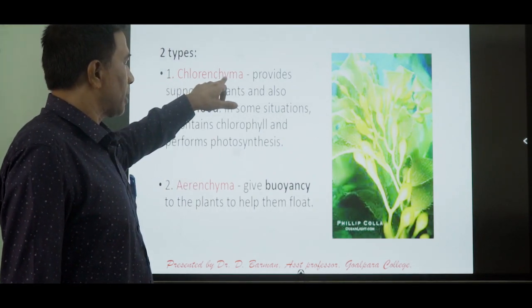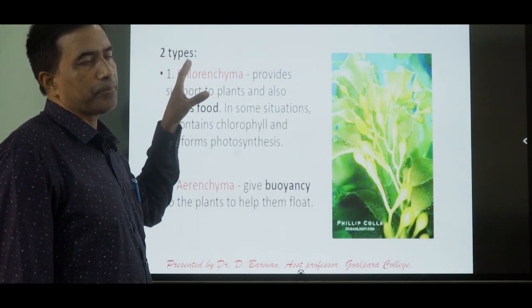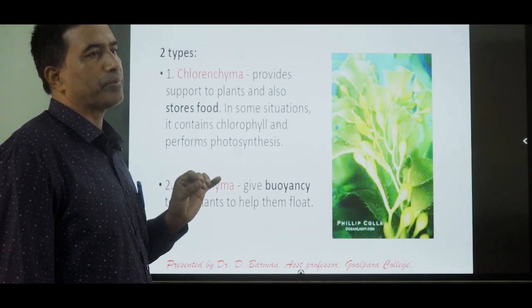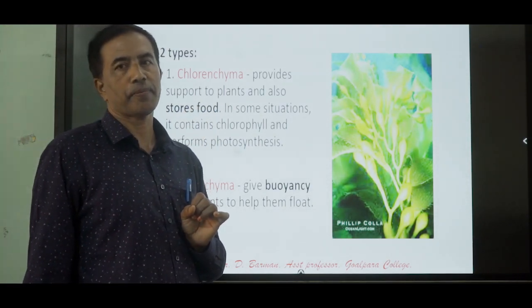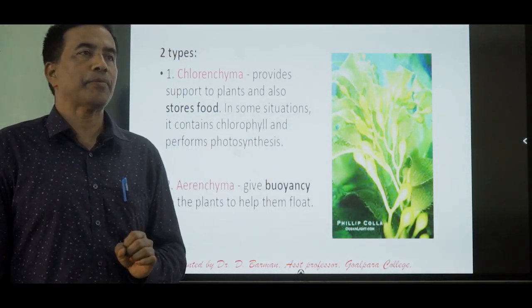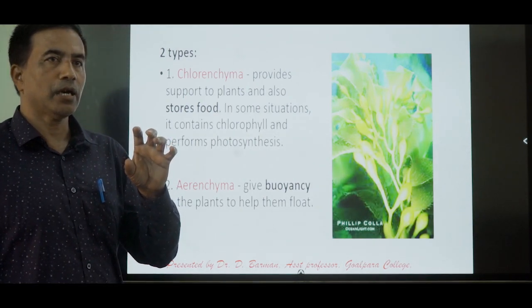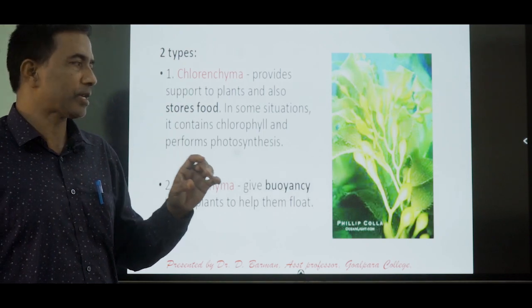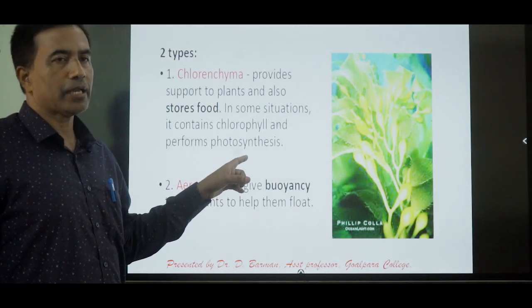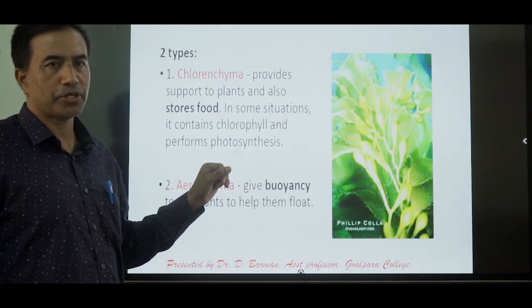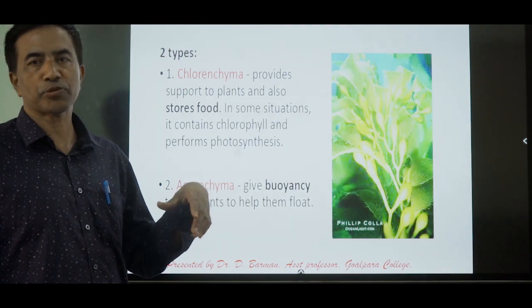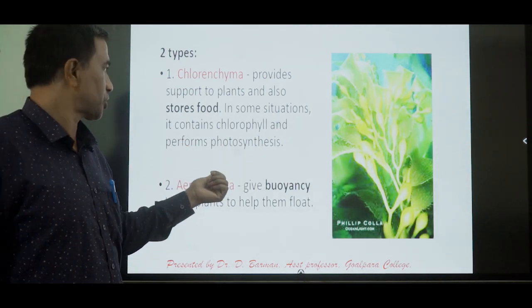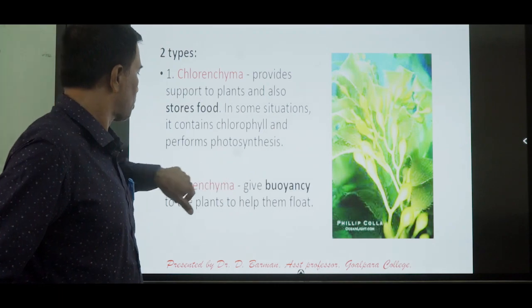Chlorenchyma is also one type of parenchyma, but here chlorophyll is present, so it is called chlorenchyma. Another parenchyma tissue contains air space, air cavity, or air chamber, so this parenchyma is called aerenchyma. It gives buoyancy to the plants. Hydrophytic plants mainly float due to the presence of this parenchyma. It is called aerenchyma.